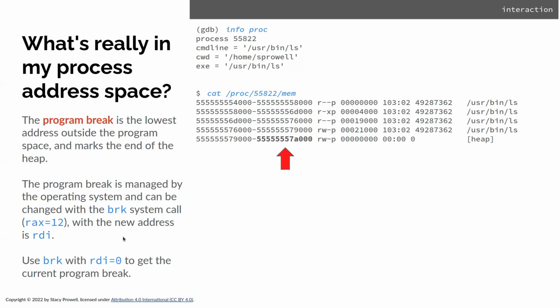The program break is managed by, no shock here, the operating system. And there is a system call to move it, called the break system call, which is system call 12, and you give it a new address in RDI, and that moves the break. If you use break with RDI equals 0 on Linux, it will give you back the current state of the program break. And there are one or two other ways to get it as well, including just looking at the map. All right. We'll talk about break a little more later on.